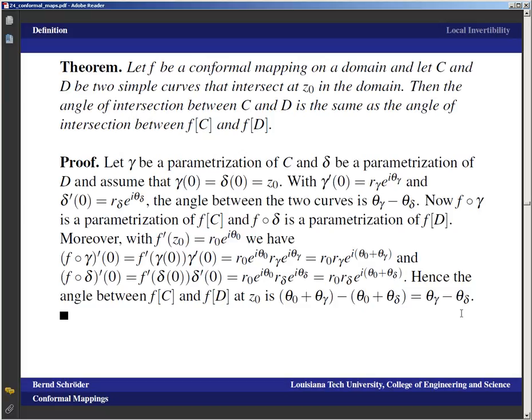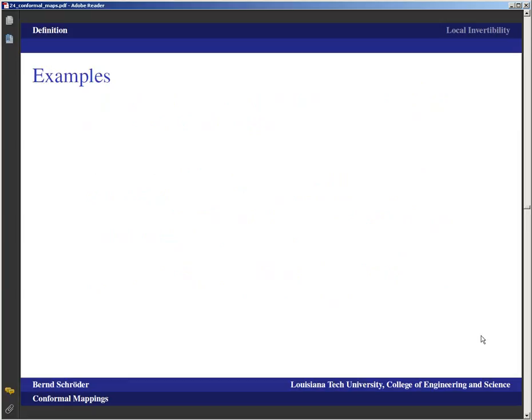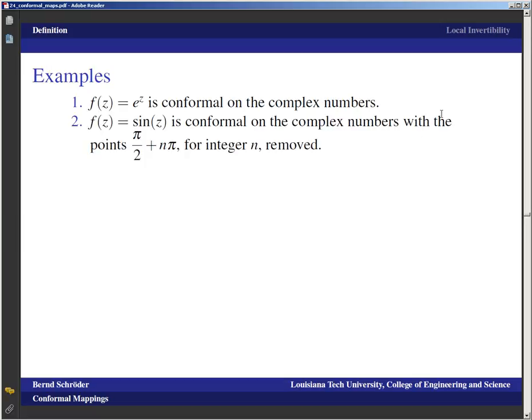And that's the proof, because we've just seen that the angle between the original curves, which is theta gamma minus theta delta, is the same as the angle between the image curves, theta gamma minus theta delta. Okay, as some examples, the function f of z equals e to the z is conformal on all complex numbers, and that's because its derivative is e to the z, and e to the z is never equal to 0.